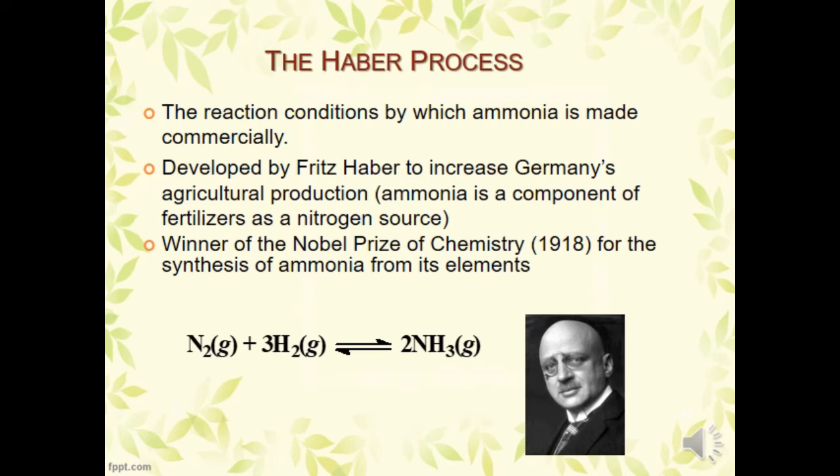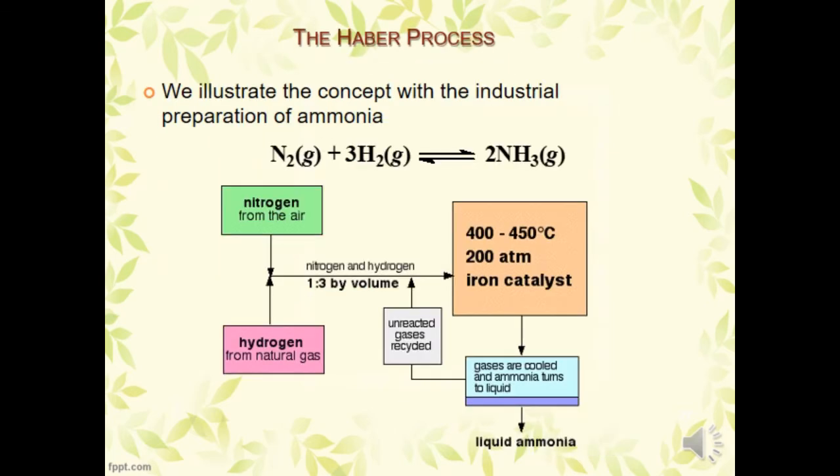So therefore Haber developed a method to produce ammonia from its elements. Haber is a physical chemist, and he won a Nobel Prize in 1918 for the synthesis of ammonia from its elements. So manufacture of ammonia is a good example which applies both kinetics and equilibrium.